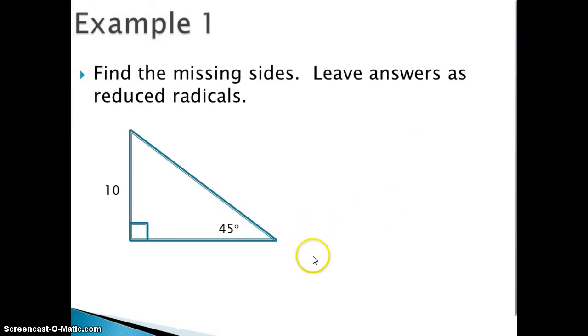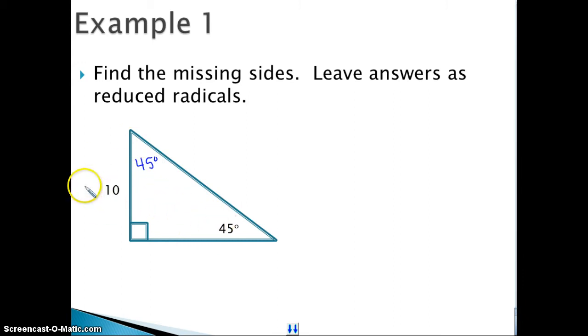Now we're going to start with some basic ones. We're going to look at more complicated ones in class, but this is kind of the basic idea of what we're looking for. We're going to find the missing sides and leave our answers as reduced radicals where appropriate. So we know this is a 90 degree, a 45 degree. This one would have to be 45 degrees because all the angles have to add up to 180. So I know immediately that I have an isosceles triangle.